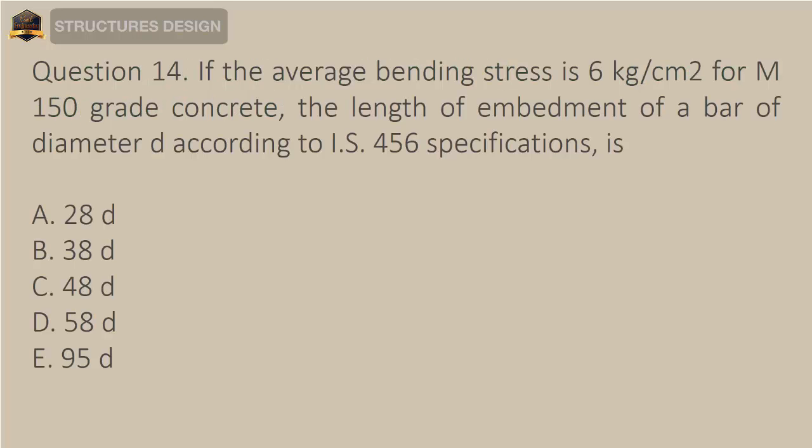Question 14. If the average bending stress is 6 kg per centimeter 2 for M150 grade concrete, the length of embedment of a bar of diameter D according to IS 456 specifications is A. 28D, B. 38D, C. 48D, D. 58D, E. 95D. The correct answer is option D.